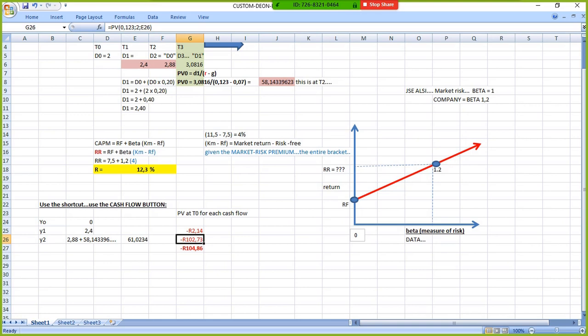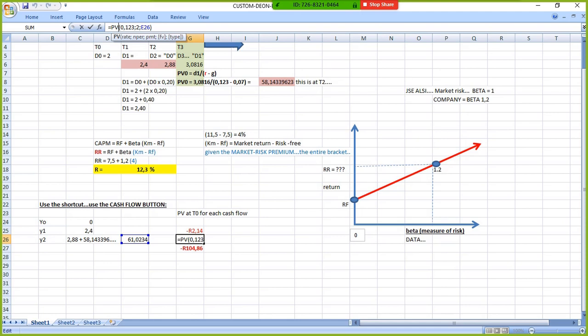Okay, 0 for the first year, 2.4. And then the next one was 58.1433, 9623 plus the 288. Okay, escape, net present value solve. Net present value 50.52. That's the answer I get. So I think I made a mistake with the formula here. Let's check what's wrong with the formula.